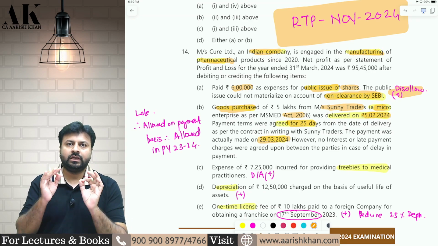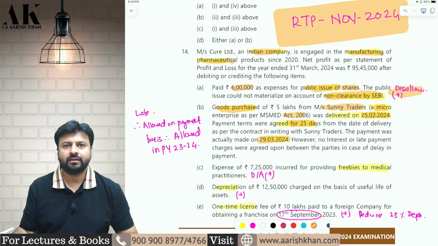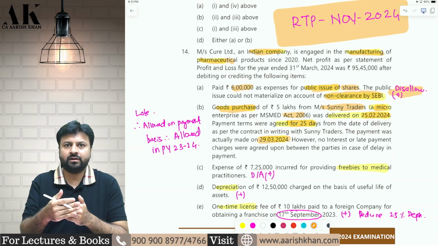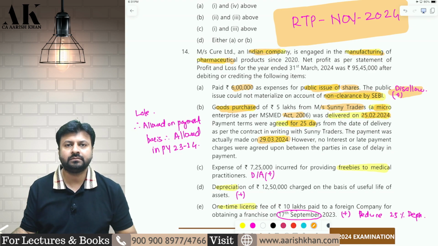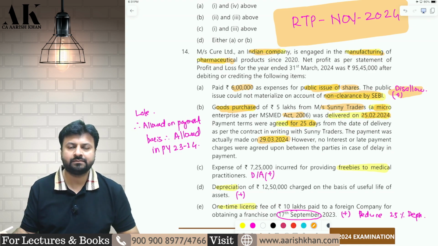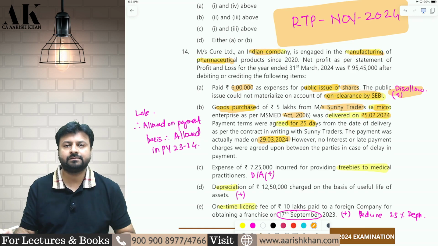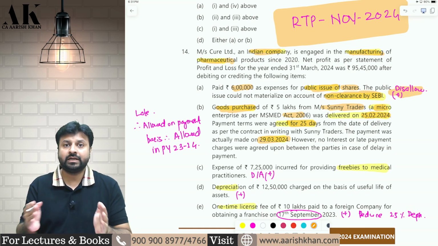So, if you buy any goods from MSME, that is micro or small enterprise, and if there is an agreement between both of them, then you have to pay within the agreed period or 45 days, whichever is earlier. Here the agreed period is for 25 days. So I have to pay in 25 days. If I pay within the time of the MSME, then it will be allowed on accrual basis. But if I pay beyond the time, then it will be allowed on payment basis.